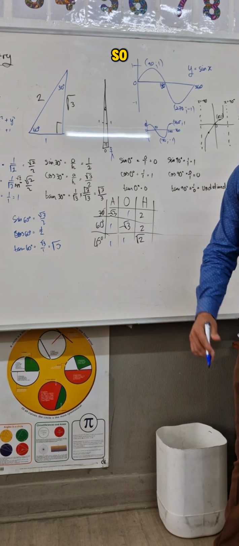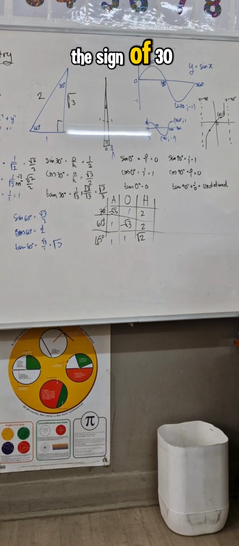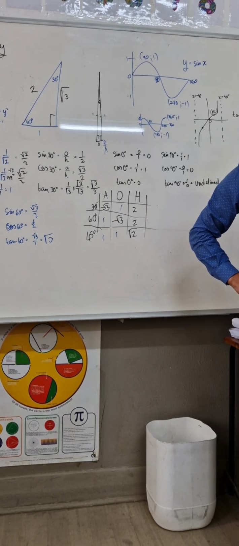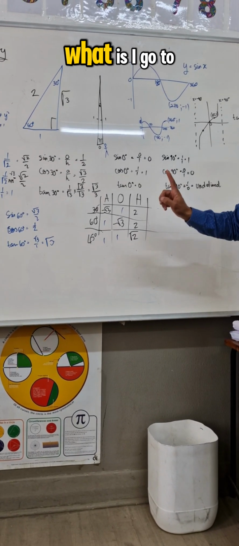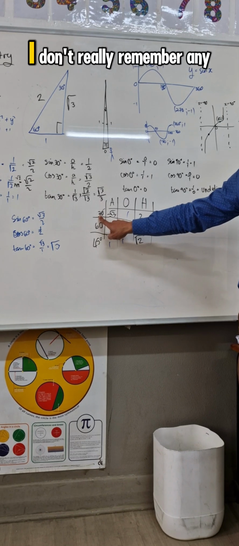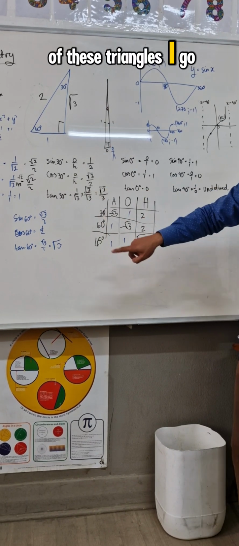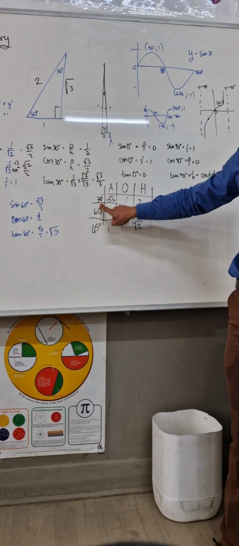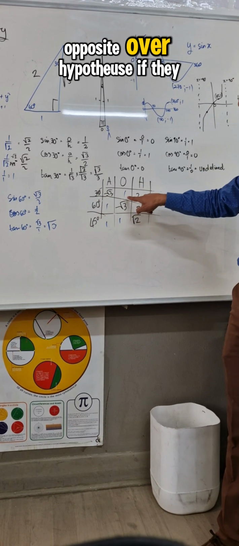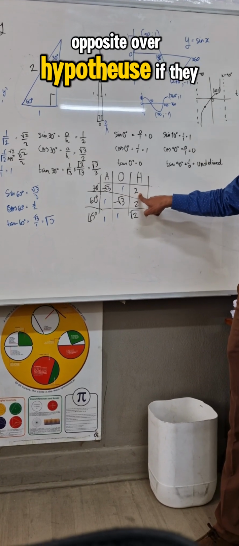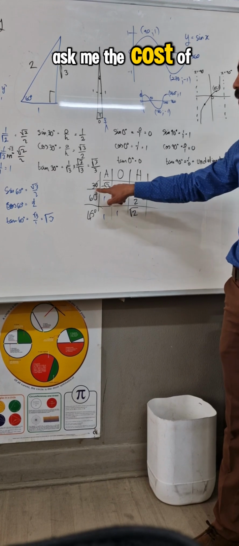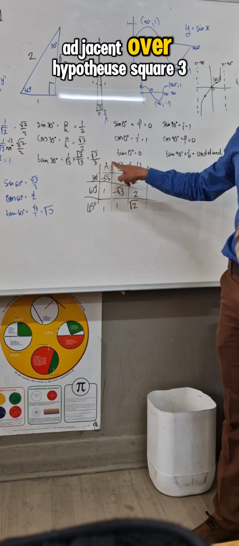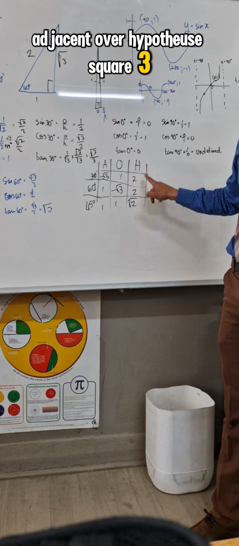So now they can ask me the sine of 30. What is the sine of 30? I go to 30, I don't really remember any of these triangles, I go 30 is sine, opposite over hypotenuse. If they ask me the cos of 30, I go by 30. What is cos again? Adjacent over hypotenuse, square root 3 over 2.